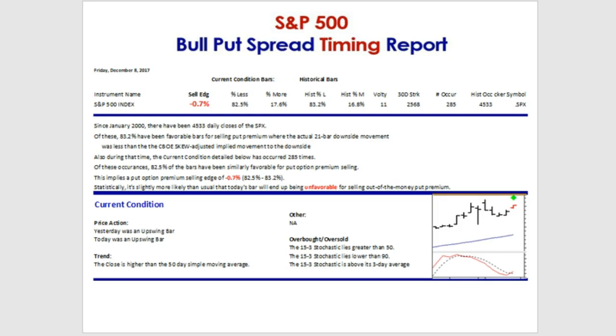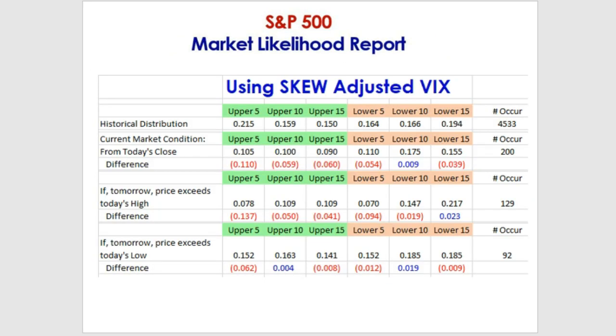Okay, finally, let's go to the likelihood report. And what we do here is we answer the question based upon our current market condition and looking at its occurrence in the past. Where is the market likely to go? Up, down, or wobble around for a bit? And to answer that question, we have to use what we call price distribution bands. And here's how it goes.